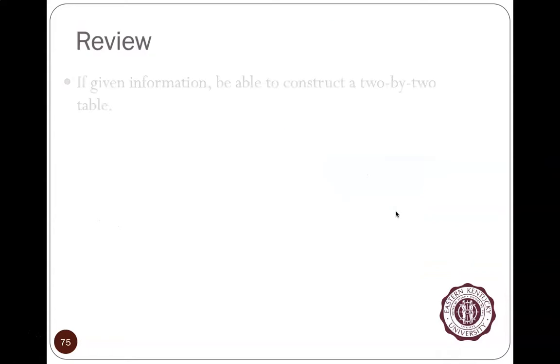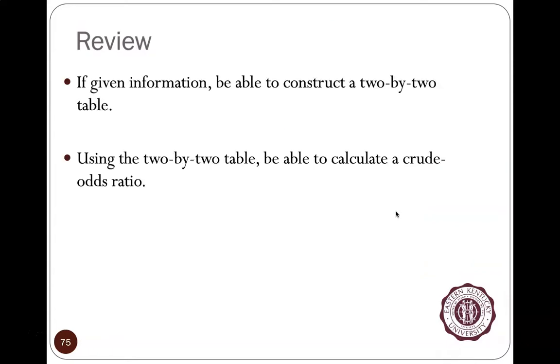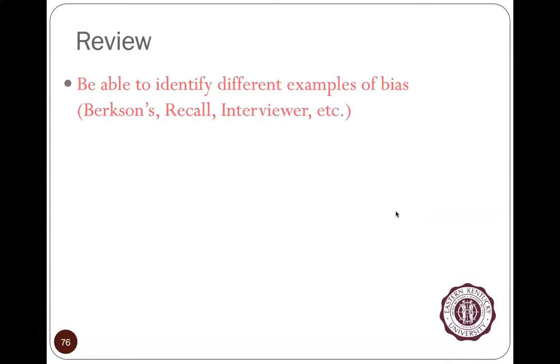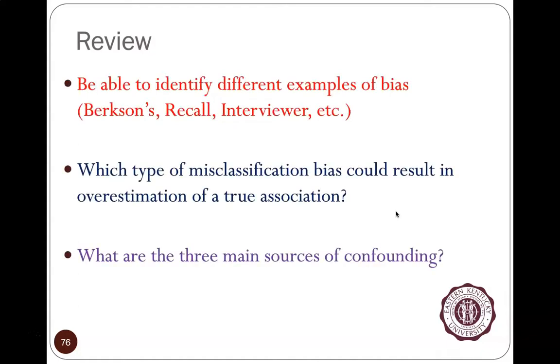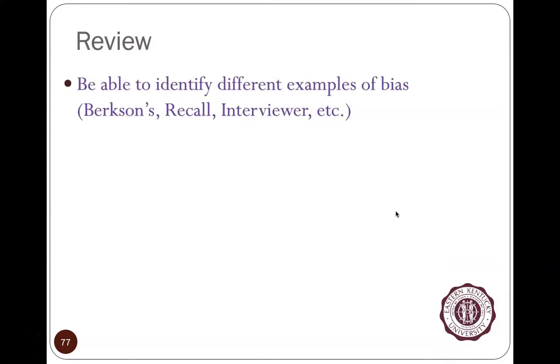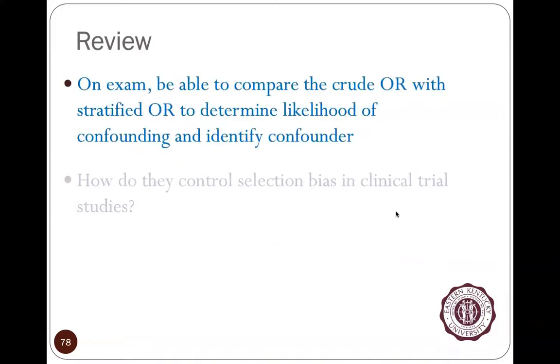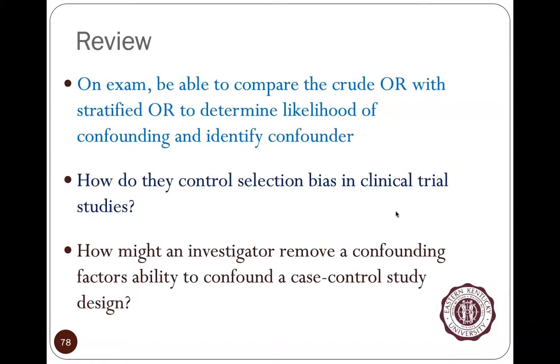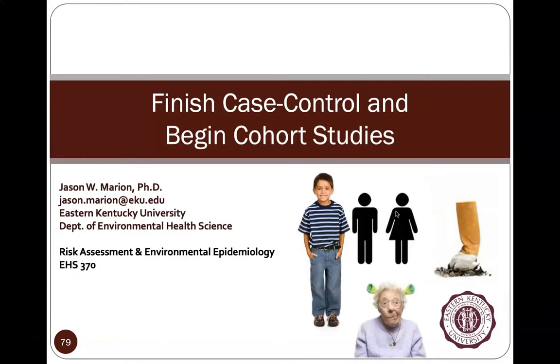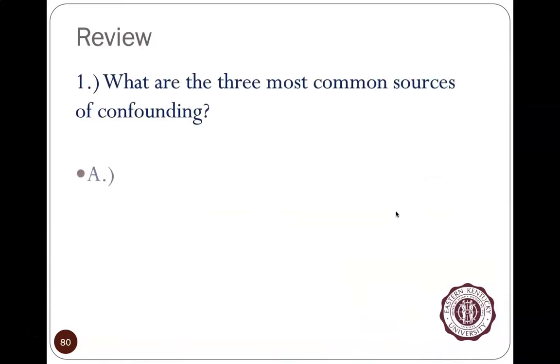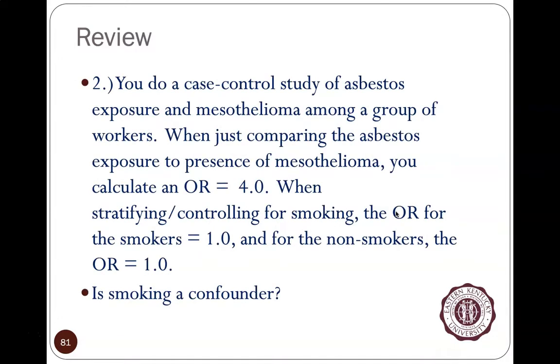All right, I'm not showing you that. So you should be able to construct 2x2 tables. You should be familiar with the different misclassification biases, all that stuff. What are the main sources of confounding? We've kind of covered all this. All right, so the last bit of the case control studies, and we're going to cover case crossover studies really quickly. We should know these review questions already.